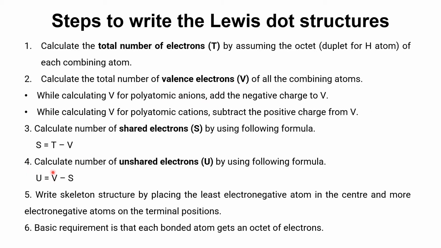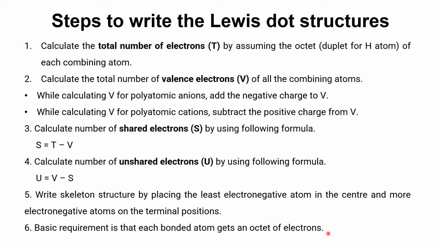The fourth step is to calculate the number of unshared electrons, that is capital U, by using the following formula: capital U is equal to capital V minus capital S. So we know what capital V is, that is valence electrons, and what capital S is, that is shared electrons. The fifth step is to write the skeleton structure by placing the least electronegative atom in the center and more electronegative atoms on the terminal positions. And the sixth step is the basic requirement that each bonded atom gets an octet of electrons.